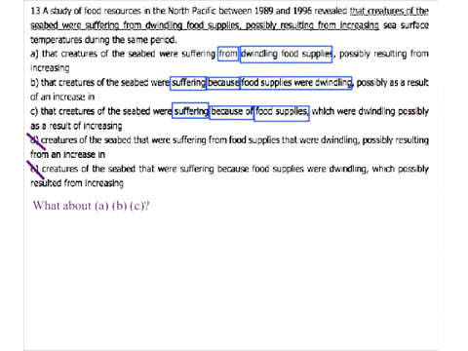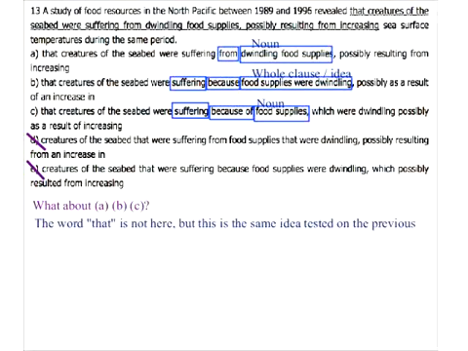There's no word "that" in front of this time, but it's basically the same idea. This is a noun. This is a whole clause or idea, and this is a noun again. So even though the word "that" is not here, this is the same idea tested on the previous slide. What do we mean again? What's the message?